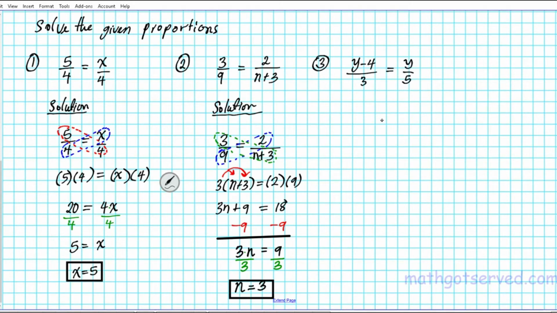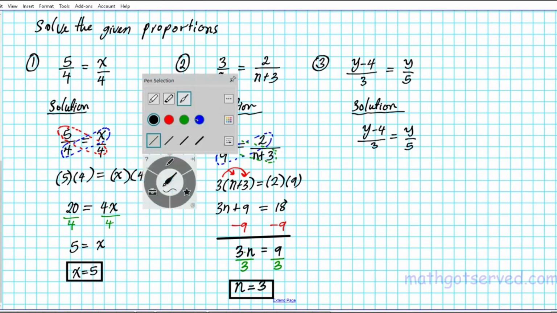Alright, so we're going to go ahead and proceed. To solve this, we're going to use the star method. Again, I just cross multiply. Denominator on the left gets multiplied with the numerator on the right, and denominator on the right gets multiplied with the numerator on the left.